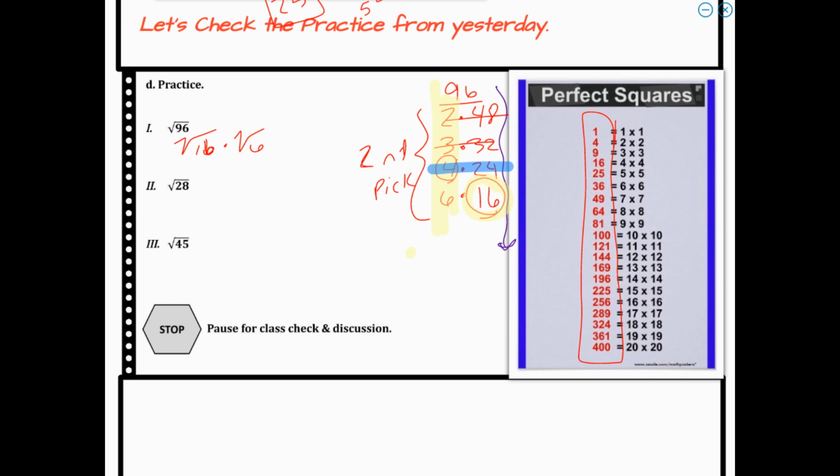8. 4. 4 times 4 is 16. So 4 square roots of 6. 6 can't be simplified anymore. Okay? So that would be the answer for that one.